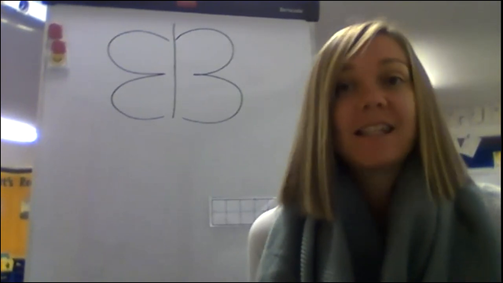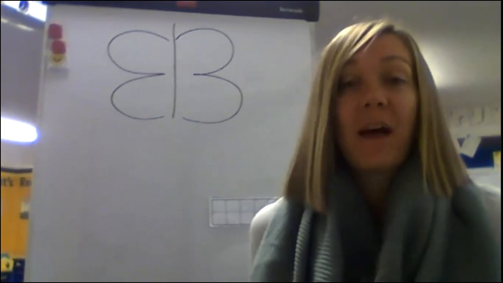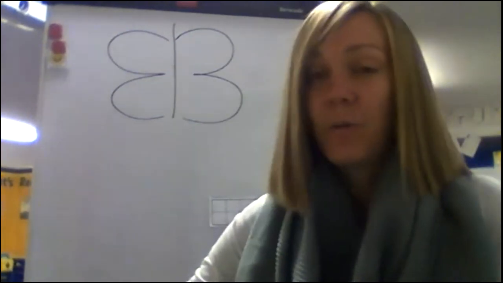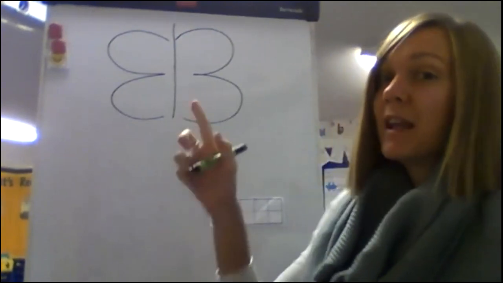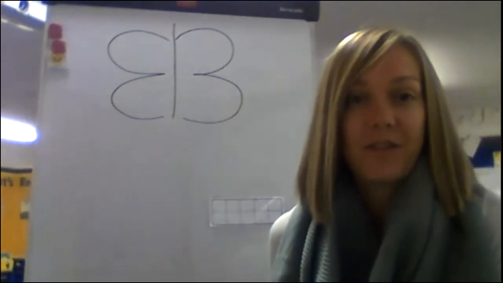Now a number bond is simply a pair of numbers that make a calculation, and we have been looking at many different ways of working out these number bonds. Let's start by having a look at our butterfly.